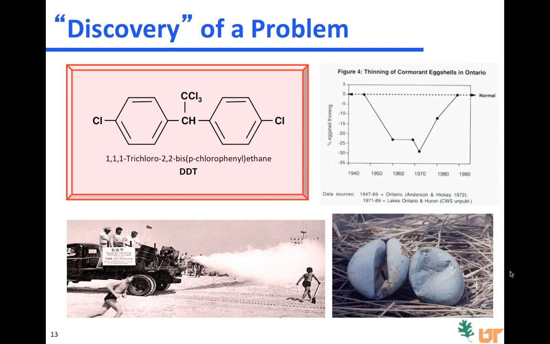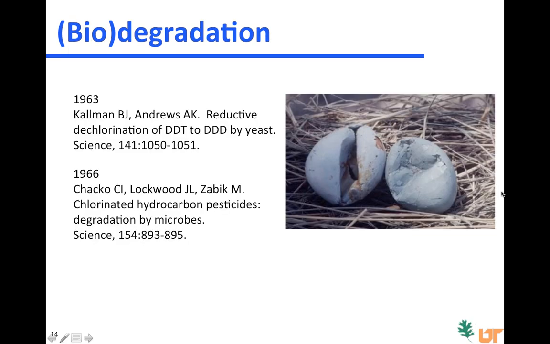So when this was discovered, DDT was banned and degradation of DDT was studied. And those were probably the first degradation studies. On the next slide, in the early 60s, focused on DDT, degradation of a chlorinated chemical.